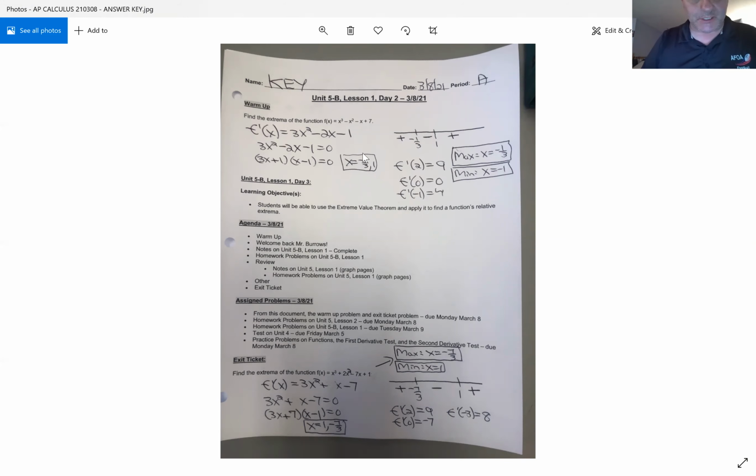Pretty common sense here, so just to go over it. 3 times 0 squared minus 2 times 0 minus 1 is negative 1.